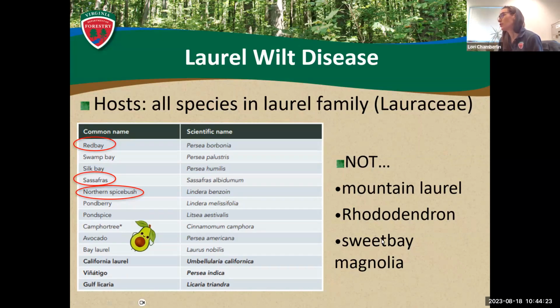Now, I also wanted to mention that I do get a lot of questions about mountain laurel, rhododendron, and sweet bay magnolia, but these species are not part of the laurel family, so they are not impacted by laurel wilt disease. They are not hosts of this disease.